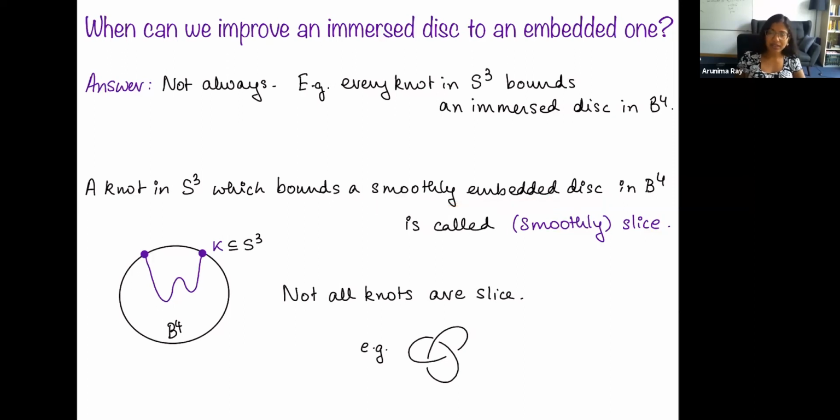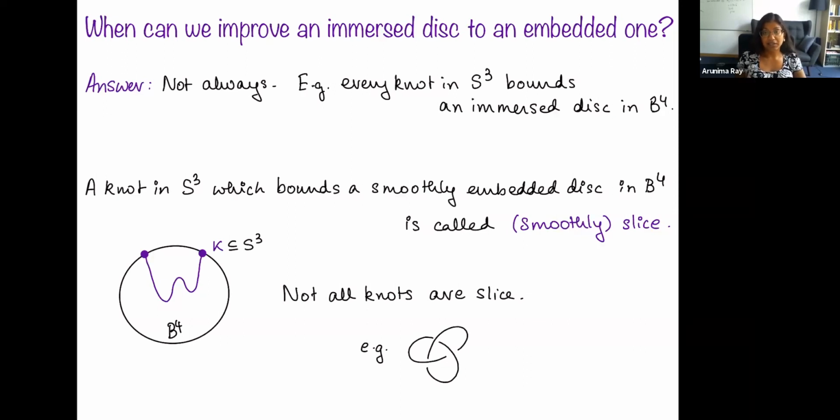So the picture of that is in this bottom left. I have my knot K inside of the boundary of B4, which is an S3. And if there's some smooth disk somewhere with boundary K in B4, we call my knot smoothly sliced. It turns out that not all knots are smoothly sliced. So for example, here's the trefoil knot. That guy is not sliced, but it is the boundary of an immersed disk. So in particular, that is an immersed disk that cannot be replaced by an embedded disk, at least not a smooth one.